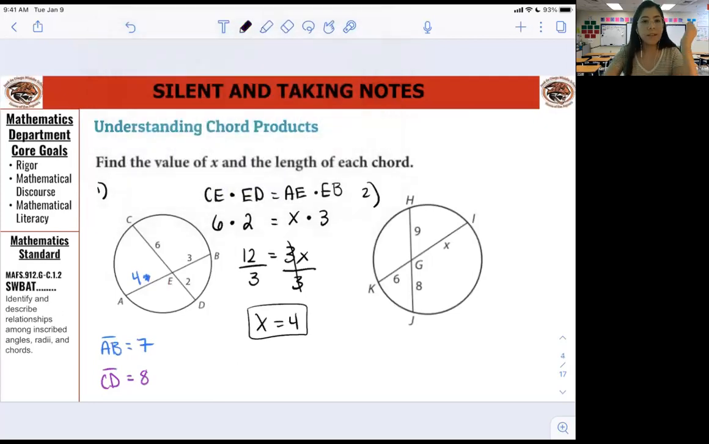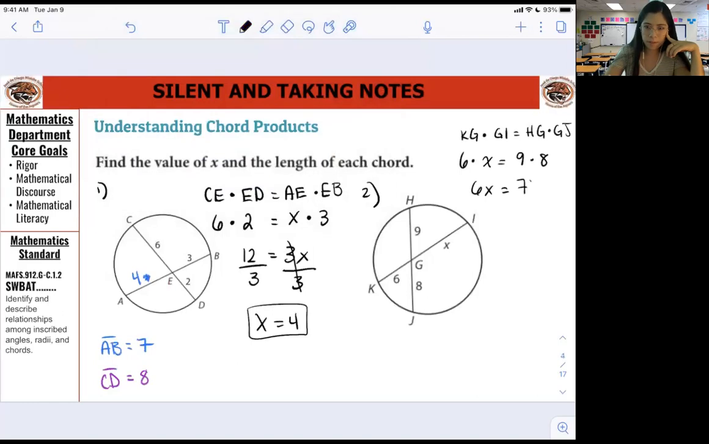All right, same idea. We're just setting up our equation first. So I know that KG times GI is equal to HG times GJ. KG is 6, GI we don't know. This is 9, this is 8. 6x equals 9 times 8 is 72. We divide by 6. x is equal to 12. Good, Rios.